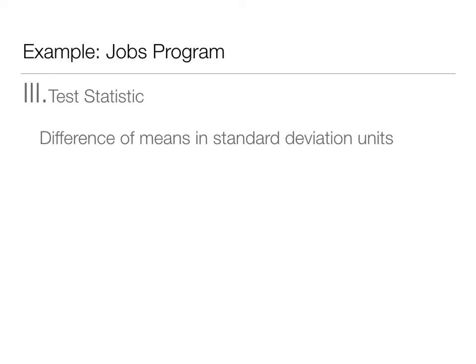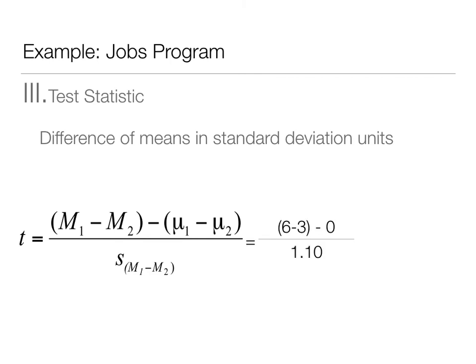So for our test statistic, with our formula, we had a mean of 6 for the special jobs program, a mean of 3 for the traditional jobs program. We're comparing that against the idea of no change, which is where our 0 comes from, and we're going to divide that by the variance that we're estimating based on our sample. That estimated standard error here is 1.10. So we're going to take 3 divided by that estimated standard error of 1.10, and we're going to get a value of 2.73. Okay, so now we've got our t-statistic.